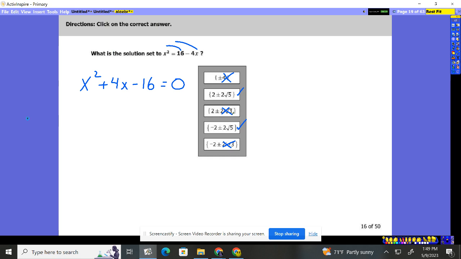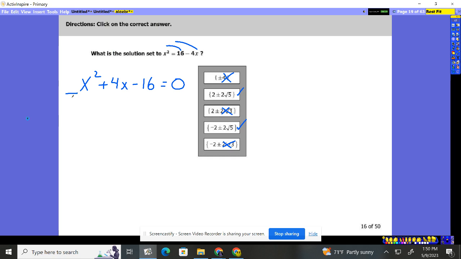How do they come up with these answers? Well, if you try to factor it, it's not going to work. This tells me it's going to be the quadratic formula. The quadratic equation is what we're going to use here. That's what we're going to do.